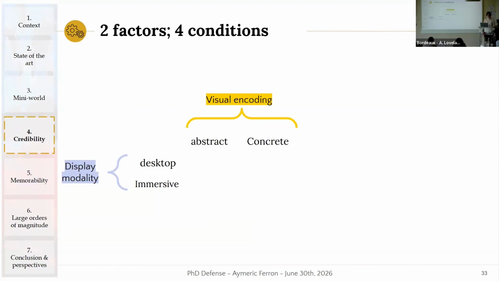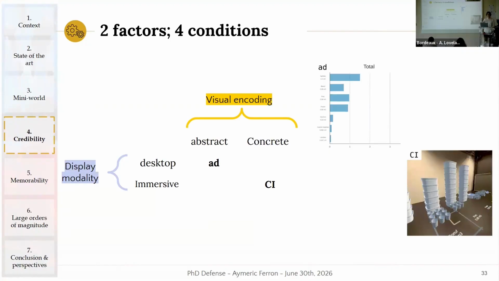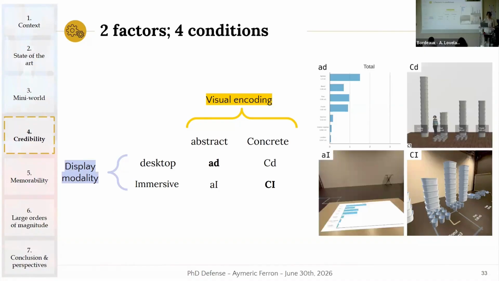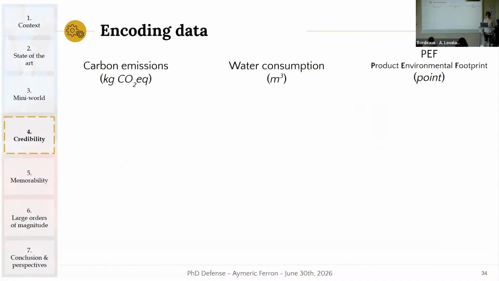We get 2 main conditions of interest: abstract desktop, which is a bar chart on a desktop, and concrete immersive, which is concrete visualization with AR headsets. And then we fully cross the factors with a concrete desktop version and an abstract immersive version. In the study, we showed 3 types of data to our participants: carbon emissions, water consumption, and also the PEF, which is the Product Environmental Footprint, a dimensionless score which is an aggregation of 16 environmental indicators.